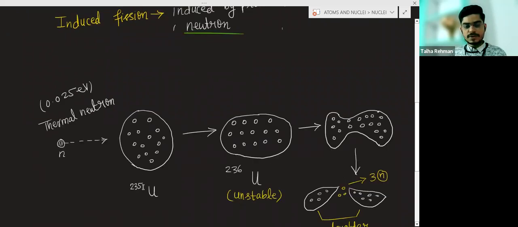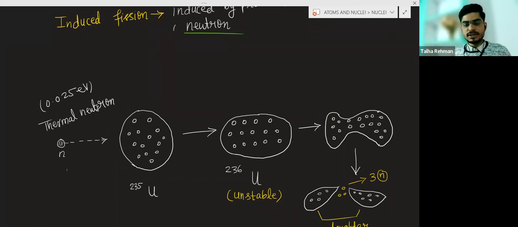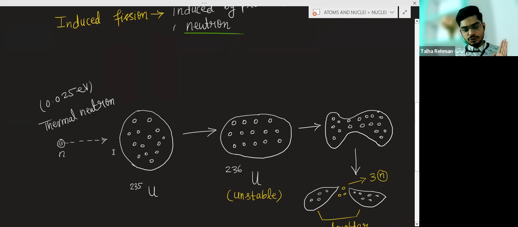This is uranium 235, and these are the nucleons of the uranium 235 nucleus: these are the neutrons, and these are the protons. And we are using a thermal neutron. Thermal neutron means a neutron having the energy corresponding to room temperature. Basically, thermal neutrons have less energy. So due to this, the fission is taking place.